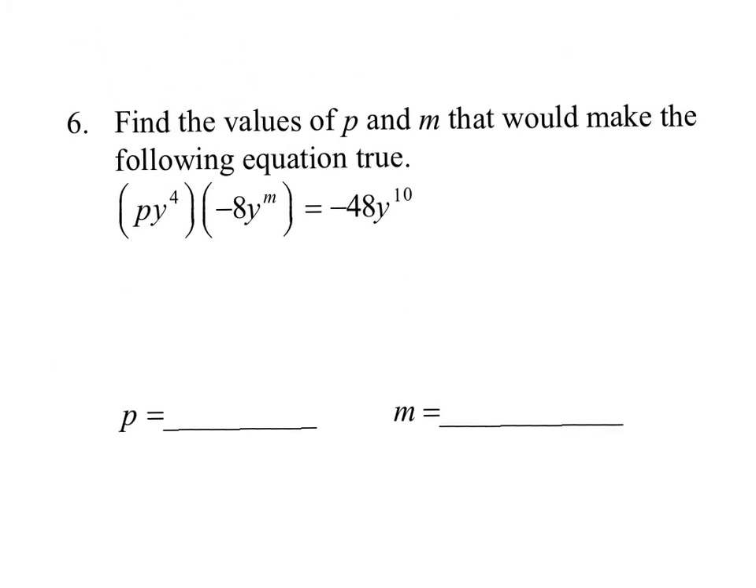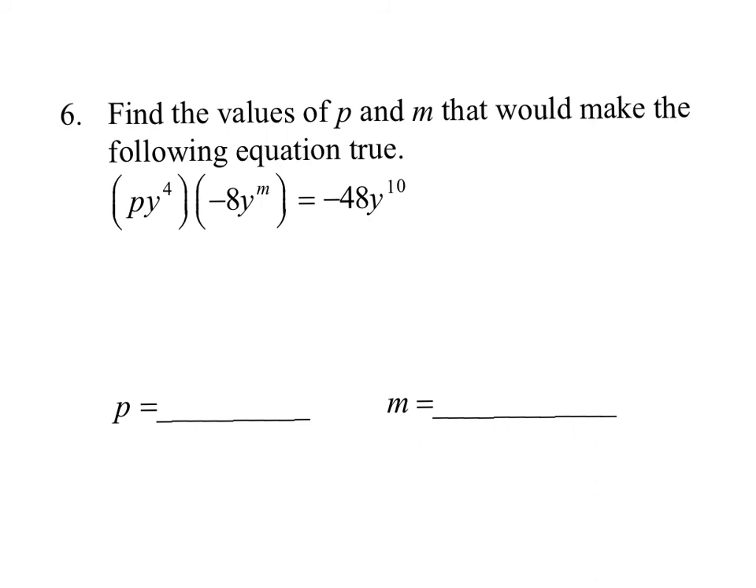All right, so number 6, similar kind of problem. We're going to try and fill in some holes here. But we can see what's going on here. We have a coefficient of p times a coefficient of 8 to equal a coefficient of negative 48. I'm not even looking at the y's yet. I'll look at those next. So basically what I'm really asking is what times negative 8 would equal negative 48? Well, that's pretty easy. It's just 6.